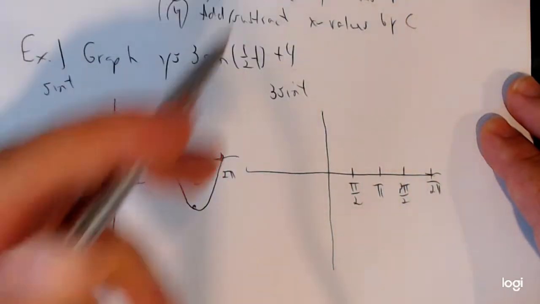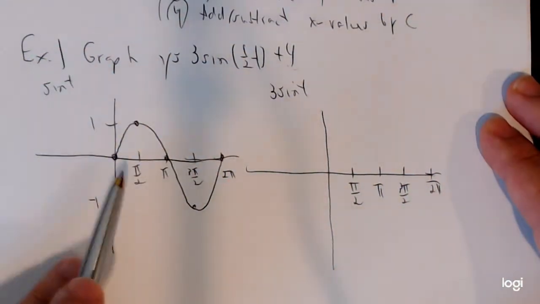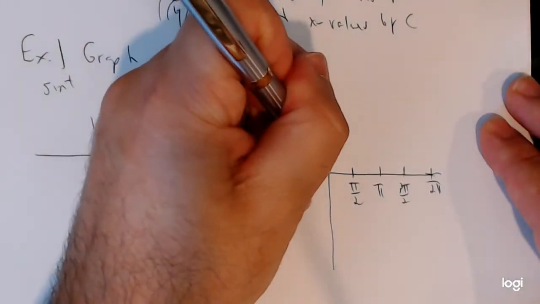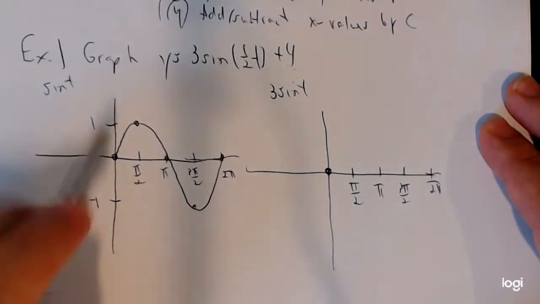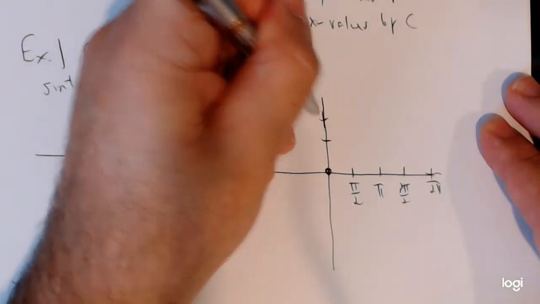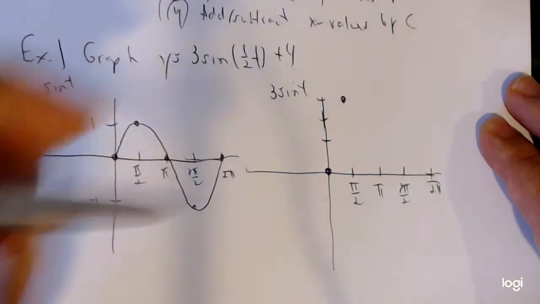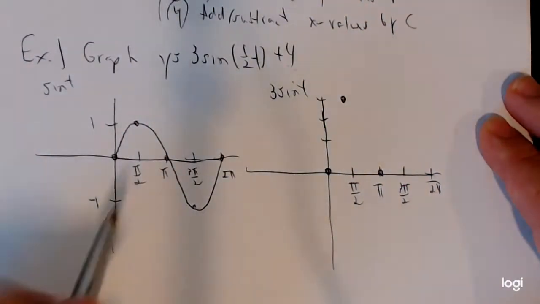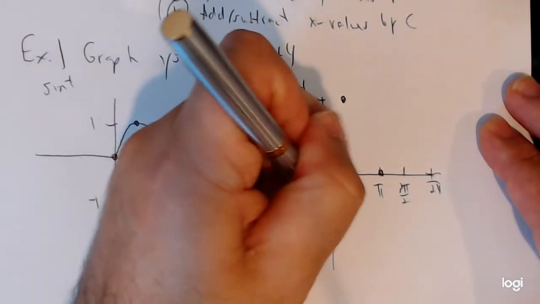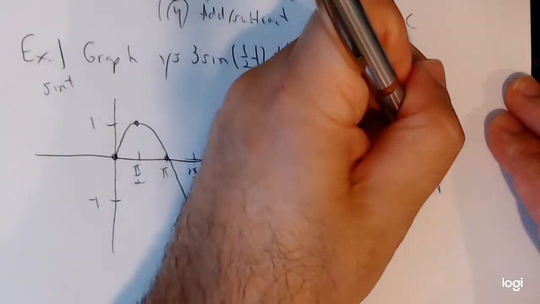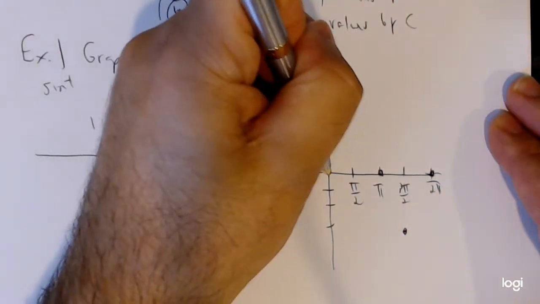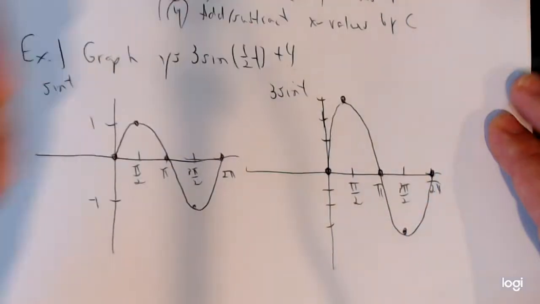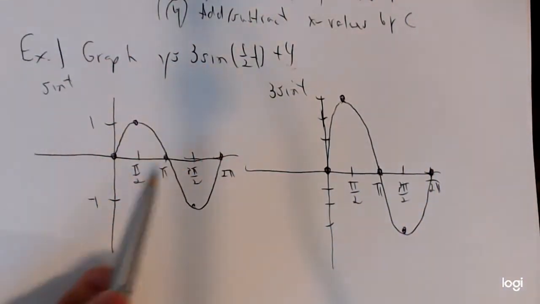However, my y values change. Over here, my y value is 0, so if I multiply it by 3, 3 times 0 is still 0. At pi over 2, my y value is 1. 1 times 3 is 3. At pi it's 0, and 0 times 3 is still 0. At 3 pi over 2 it's -1, and -1 times 3 is -3. At 2 pi it's 0. So my new graph looks like this, which, notice, has been stretched vertically compared to that.